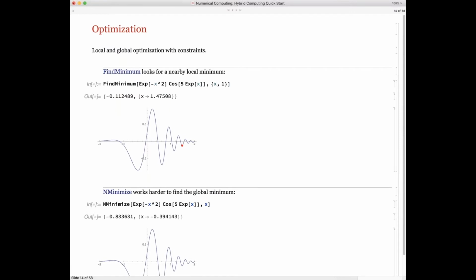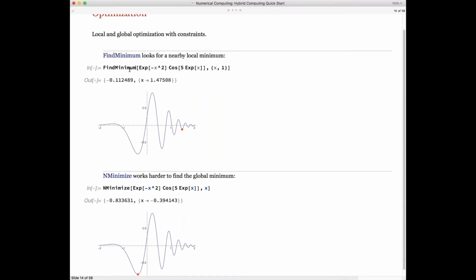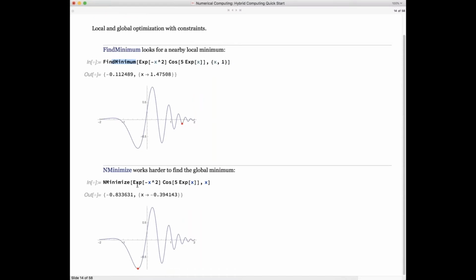Wolfram language has numerical functions for both local and global optimization with constraints. Function FindMinimum searches for a nearby local minimum, whereas function NMinimize works much harder and finds the global minimum.